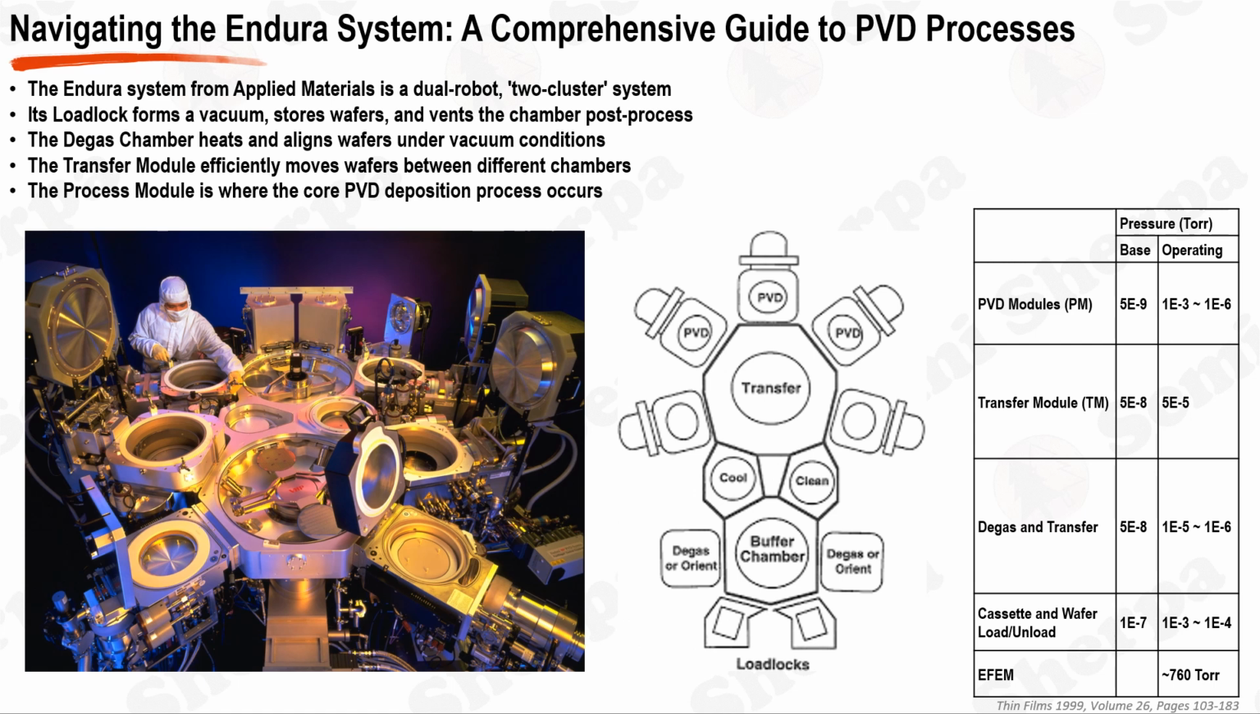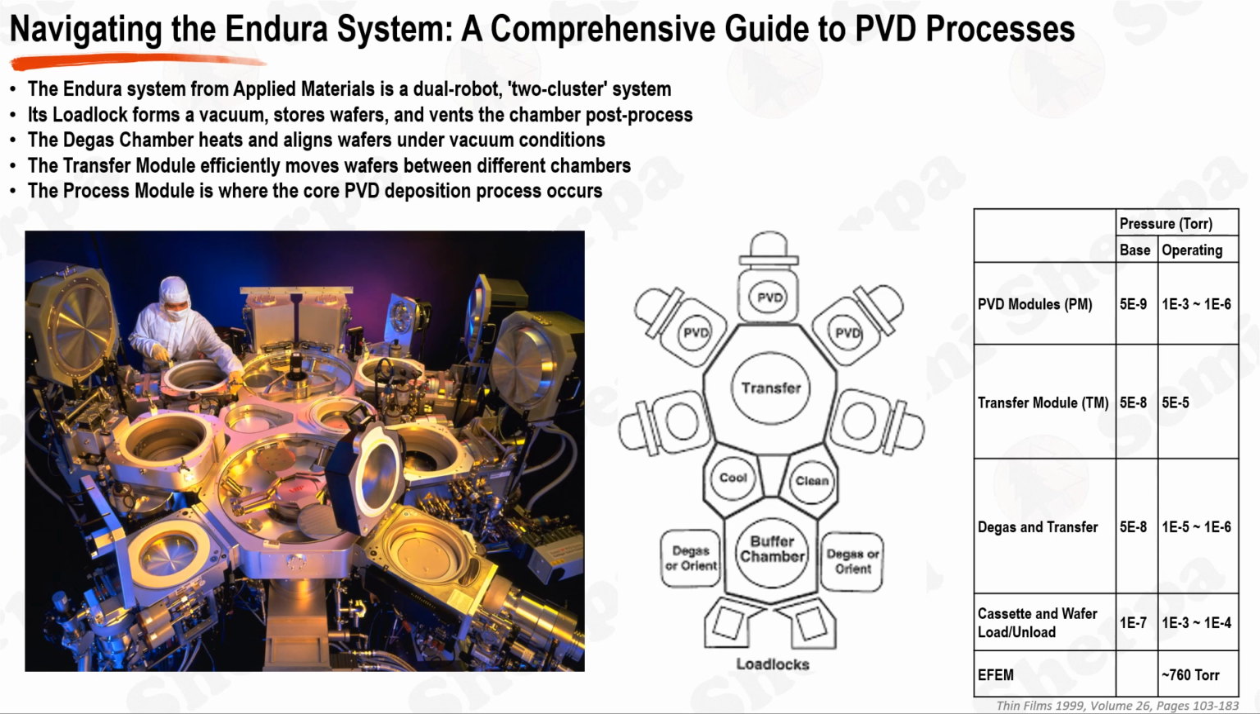The transfer module, TM, is essentially the heart of the system. It's responsible for transporting wafers between various chambers, ensuring an efficient and orderly process flow within the system. Then, the process module, PM, is where the real action happens. It's the actual process chamber where the PVD deposition process occurs. Every wafer is brought here for the deposition process, marking the crux of the system.